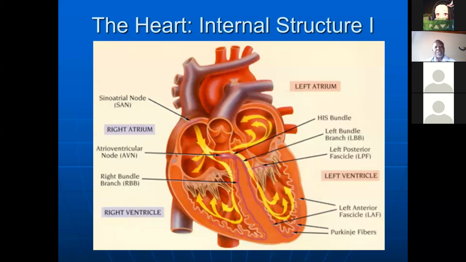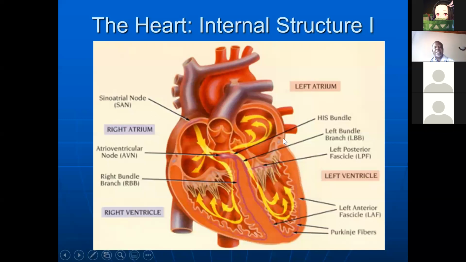We have muscles that are circular, oblique, and longitudinal. The longitudinal fibers tend to lie right below the endocardium, so we refer to them as subendocardial fibers. They tend to run from the base of the heart, which is this level here. You covered that in anatomy.